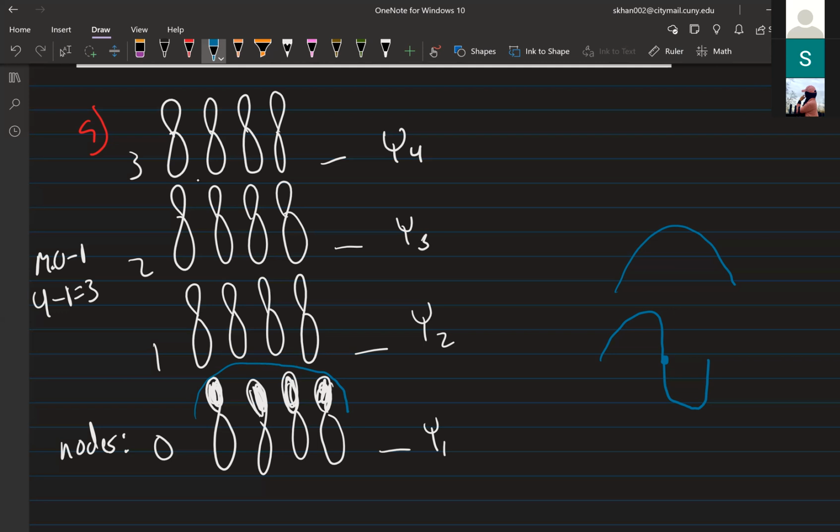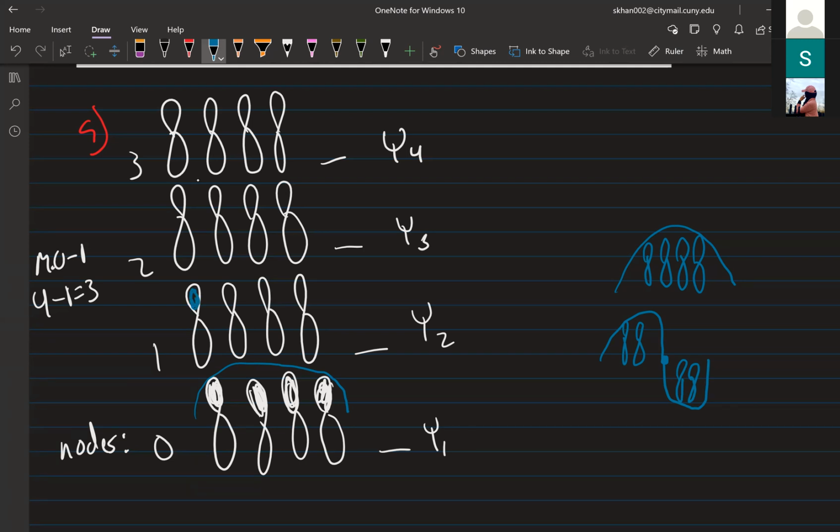So if you see here, we filled up 4 orbitals. This is the trick I was actually taught by Professor Zykes. Now we have 4 orbitals, so 2 have to be in phase, and 2 have to be out of phase. So 2 here, 2 here.